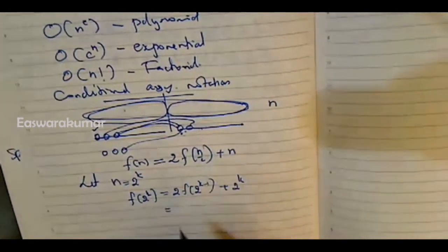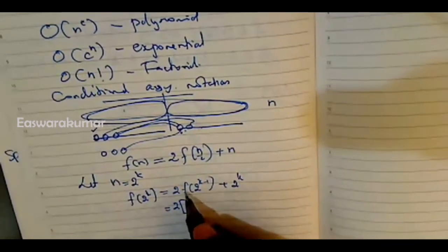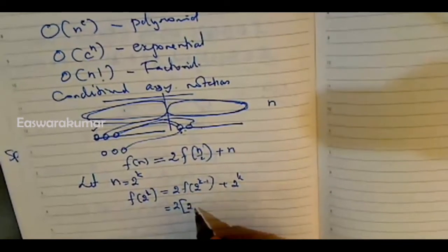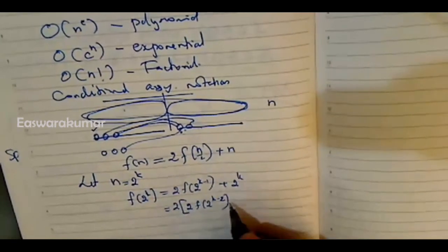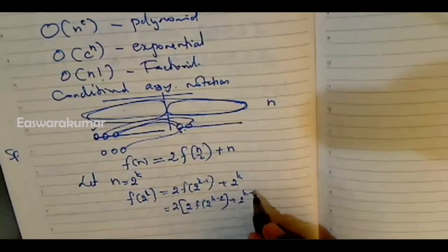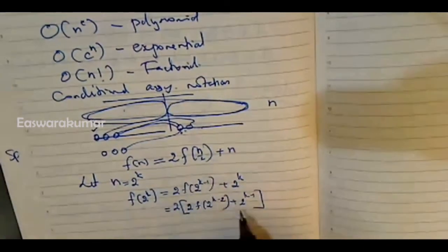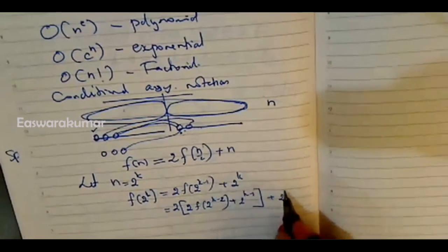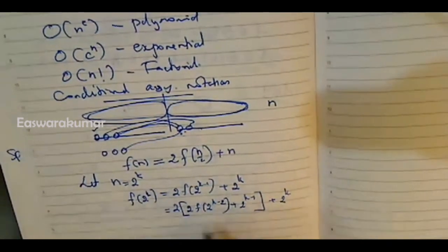This function can be applied here. So if I substitute the value here for this f of 2 power k minus 1, what do you get? 2 f of 2 power k minus 2, right? Plus 2 power k minus 1. So if I apply the function again for this, we get this, okay, and another 2 power k is there in the outside. Okay, now what happens?